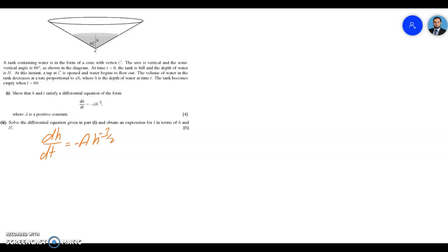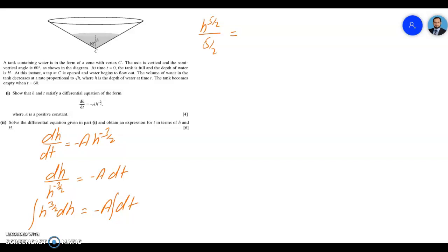The method we learned is the separable method, so we will separate the variables. And then we need to integrate it. Once we integrate this, it will become h to the power 5 by 2 over 5 by 2 is equal to negative a t plus the constant c.